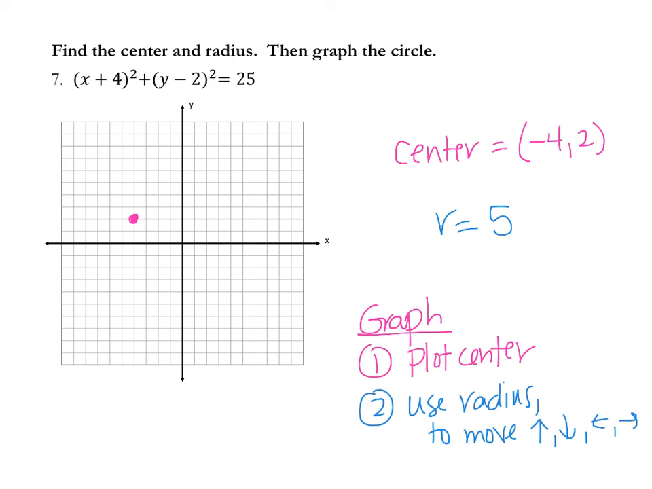So the radius is 5, so I'm going to go this way 5. 1, 2, 3, 4. Whoops, made that too long. 1, 2, 3, 4, 5. Then I do the same counting of 5 in each of the other directions. So you're going to do that.